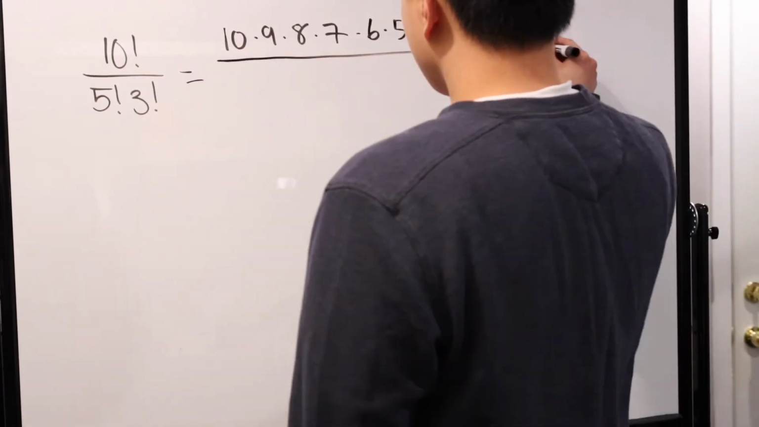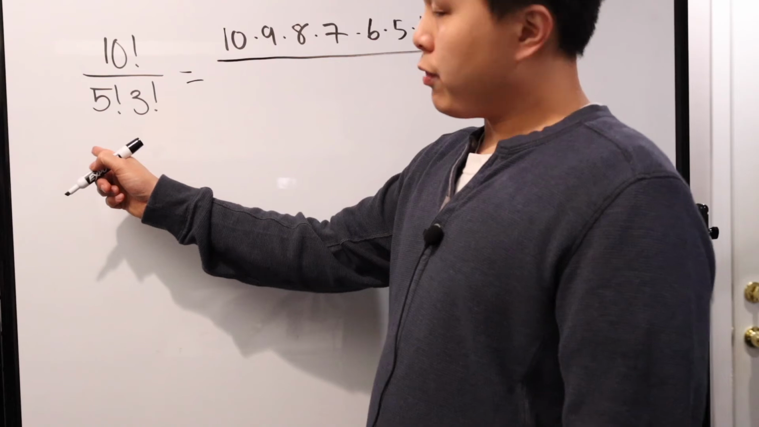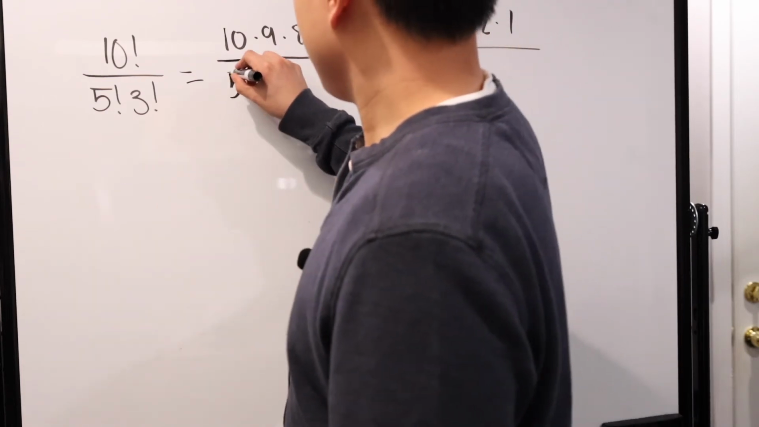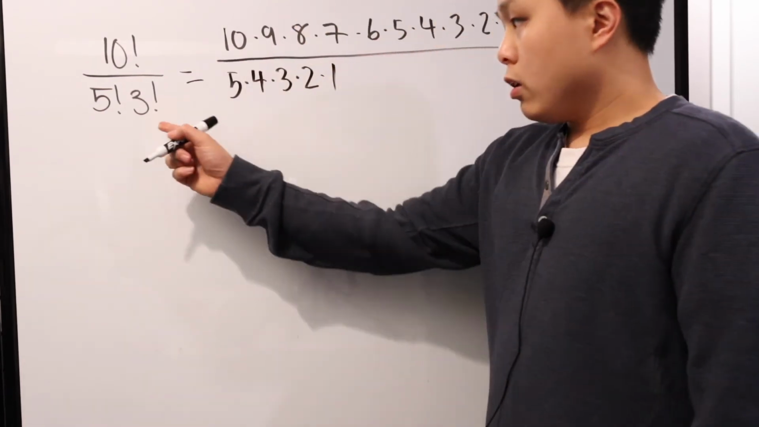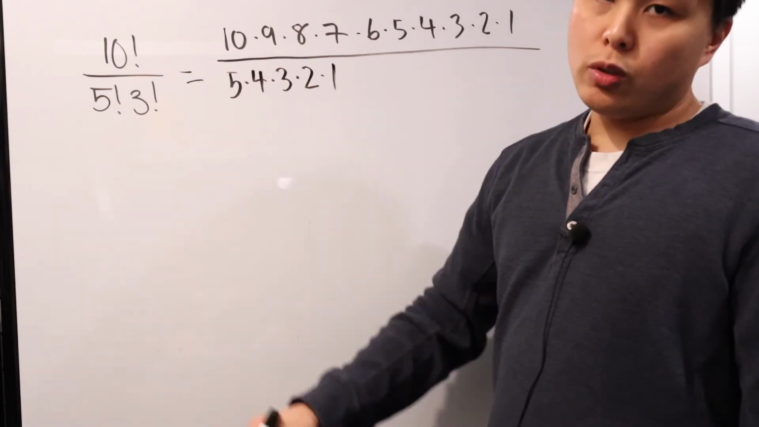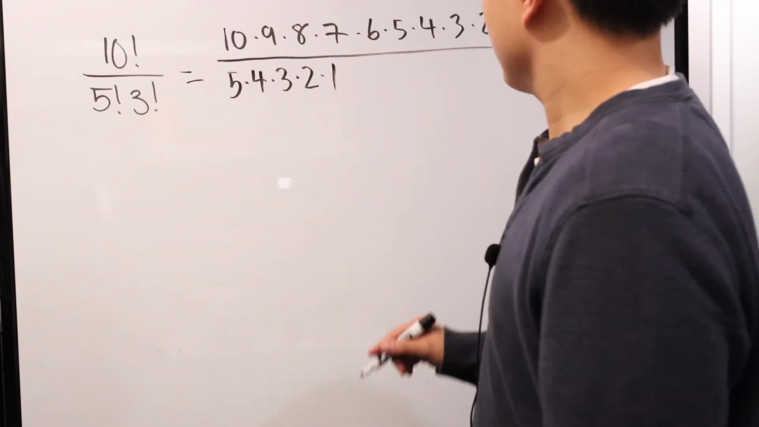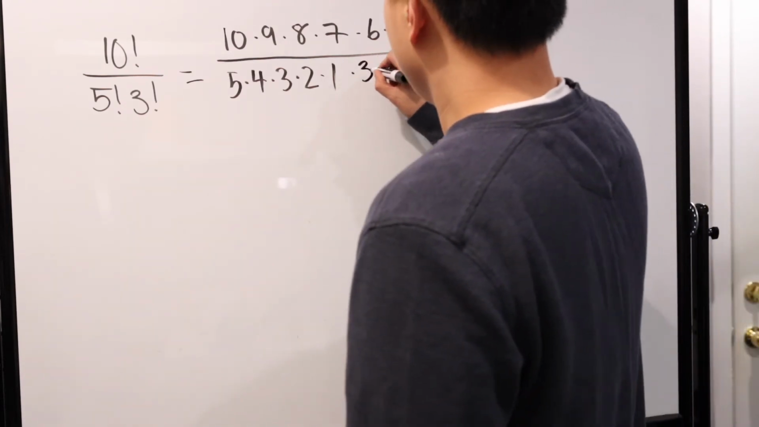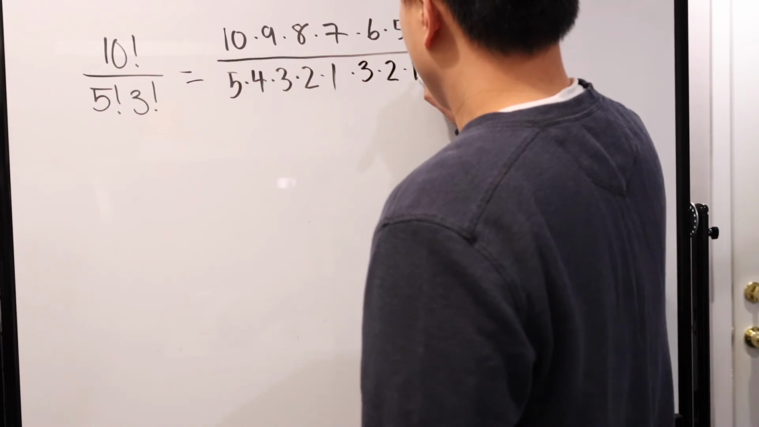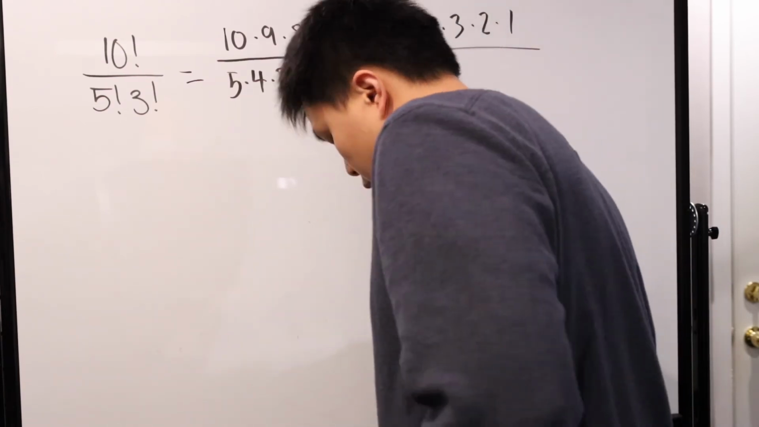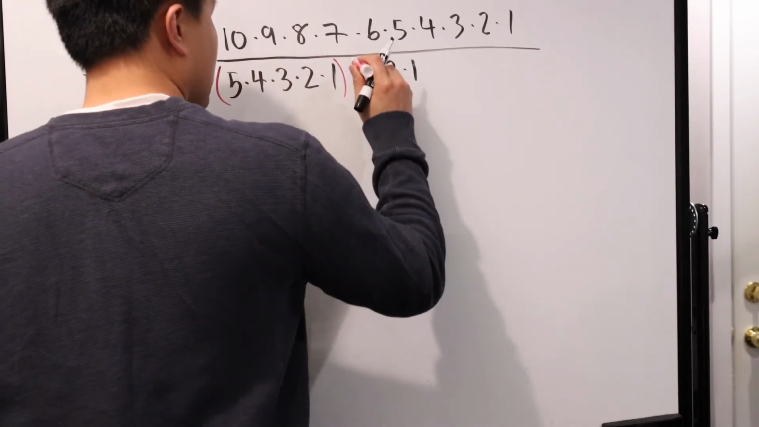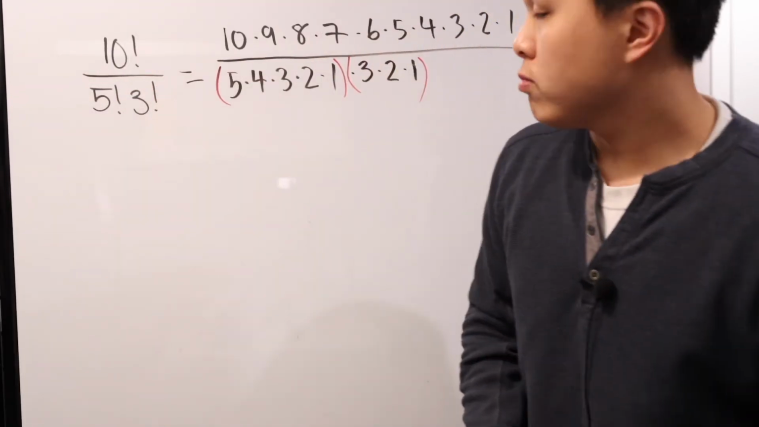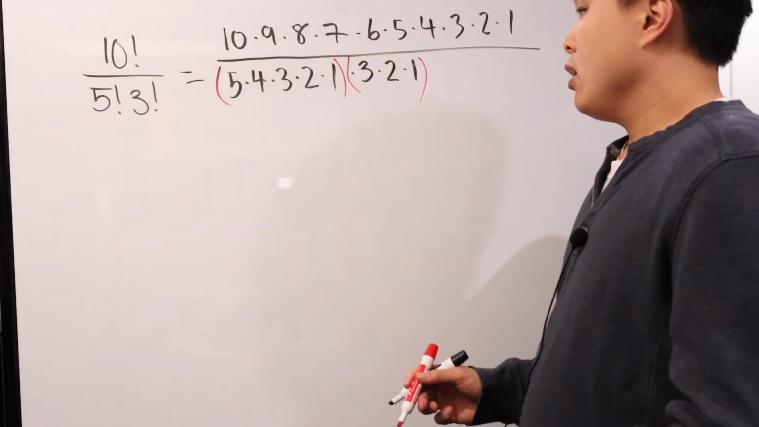Now, the bottom is a little different, right? 5 factorial is just going to be 5 times 4 times 3 times 2 times 1. 3 factorial. They're right next to each other. Technically, they're just multiplying. So in this case, it's just going to be times 3 times 2 times 1. Right, and I'm just going to do the parentheses so you guys can see the 2 different factorials broken down. There it is.